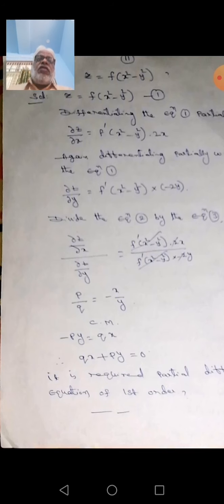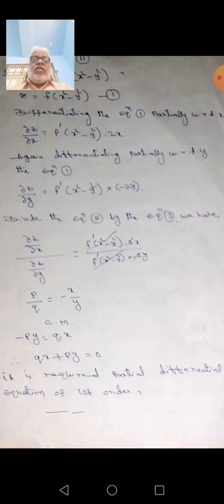So these types of questions are those where z is equal to f of the given function, and the function is in both terms, that is x and y terms. Here x square minus y square means the independent variables are x square and y square. So z is equal to f of x square minus y square. Differentiating the equation with respect to x we got dou z by dou x, and differentiating with respect to y we got dou z by dou y. Then find dou z by dou x and dou z by dou y.